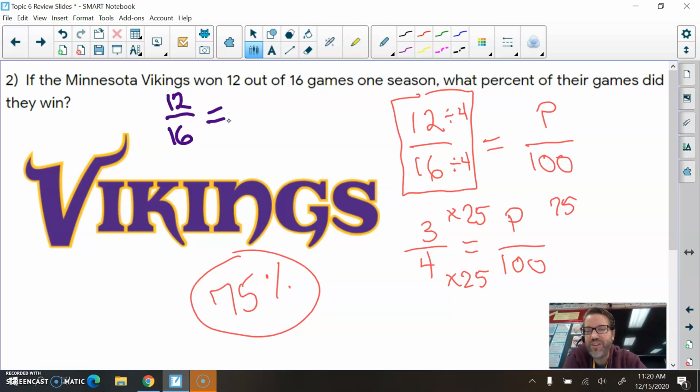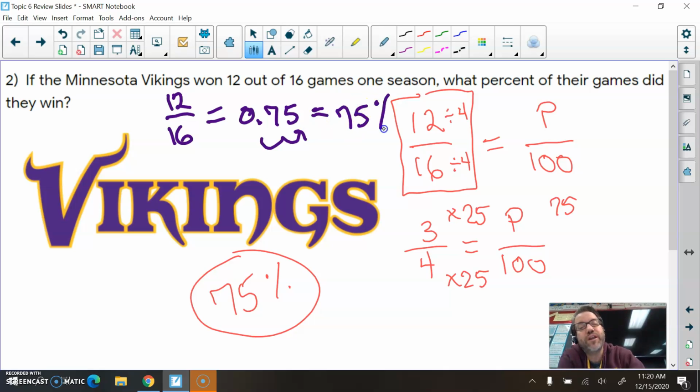Yes, it's 12 divided by 16. I know 12 is smaller than 16, but that's okay. We'll get a decimal. When you divide 12 by 16, it's 0.75 or 75 hundredths as a decimal. And to change that into a percent, just move the decimal point to the right 2 spaces. And you get 75%. Okay?